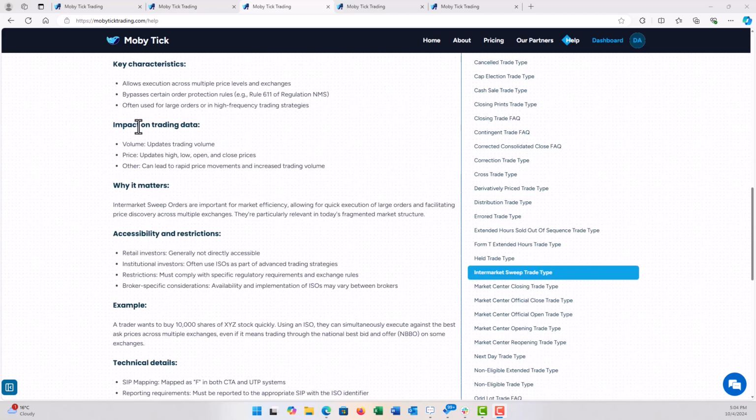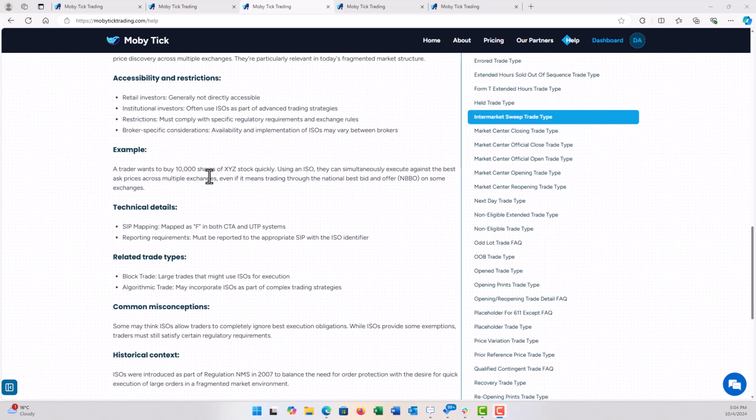This also explains the impact on trading data. It updates the volume, high, low, and close. And the other thing it does is it can lead to rapid price movements and increasing trading volume. Because they're going to all of these exchanges to get a price, that means it's aggressive. This is why it matters. And then there's an example.